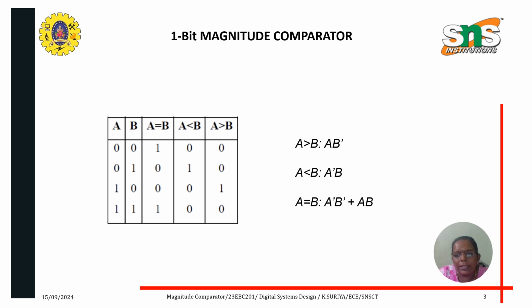So using this, the expressions are generated here. So for A greater than B, only one of the outputs is 1, which indicates A B bar. And for A less than B, again only one output is 1 and it indicates A bar B. And for A equal to B, two outputs are 1, which is A bar B bar and AB. So the expressions are for A greater than B, it is A B bar. For A less than B, it is A bar B. And for A equal to B, it is A bar B bar plus AB, which indicates an XNOR gate.